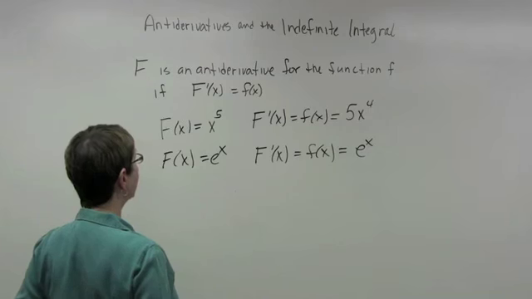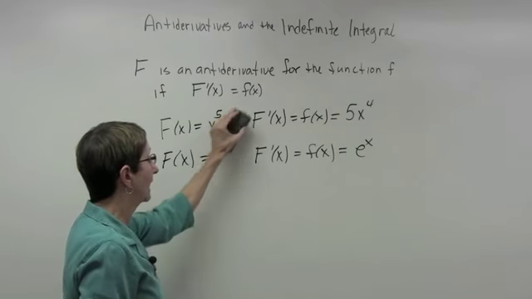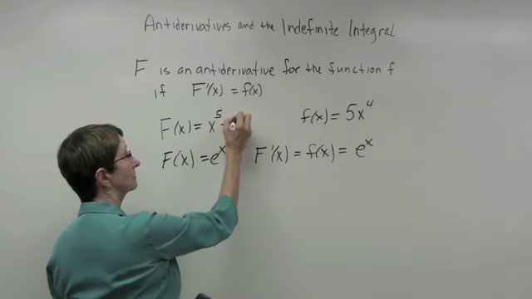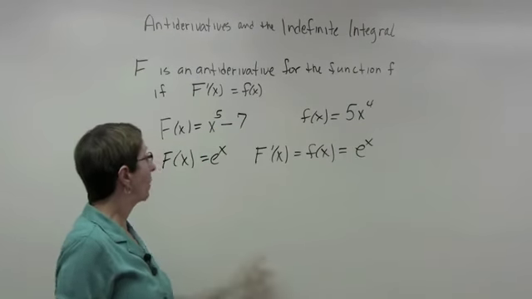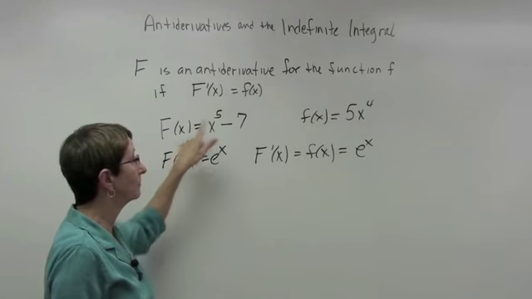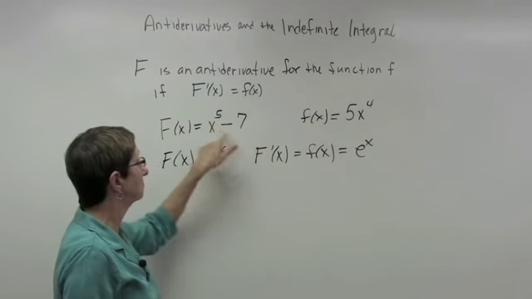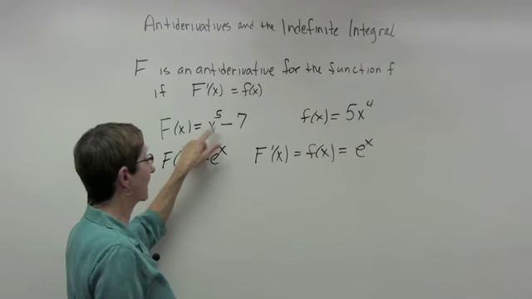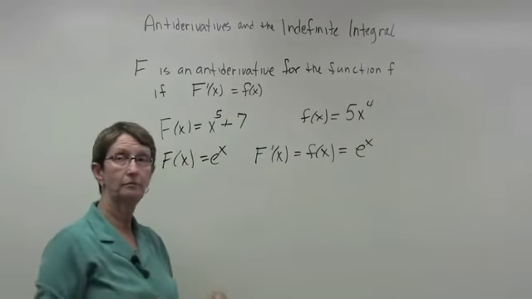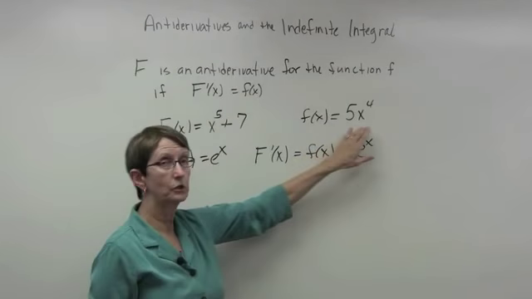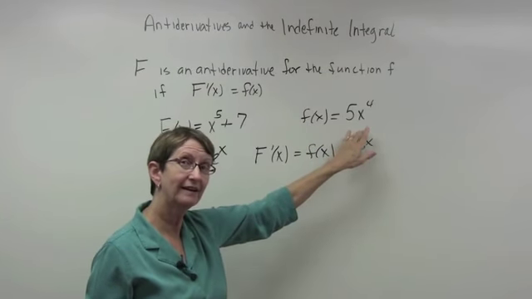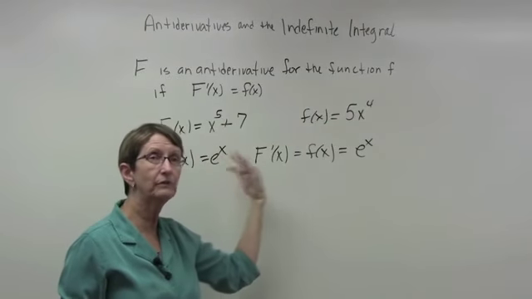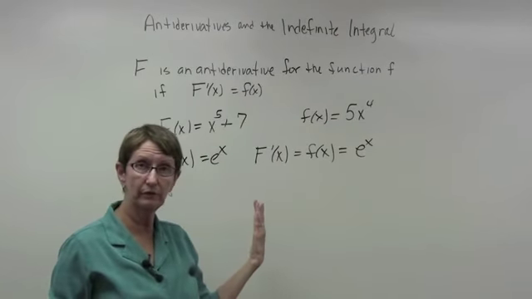If I have capital F equal to, let's say, x to the fifth minus 7, when you take the derivative of this, you get 5x to the fourth again. If I have x to the fifth plus 7, you take the derivative, you get 5x to the fourth again. So the capital F as an antiderivative is one of many antiderivatives.